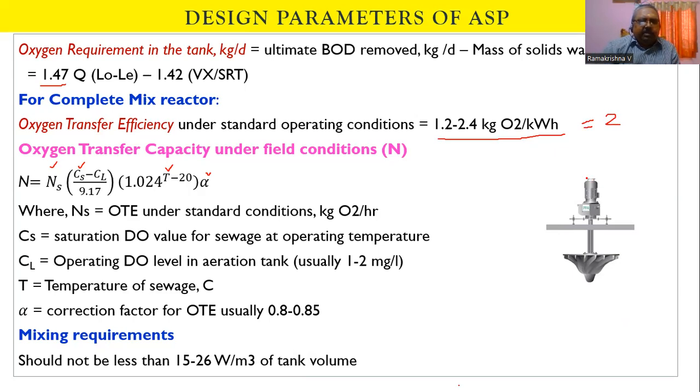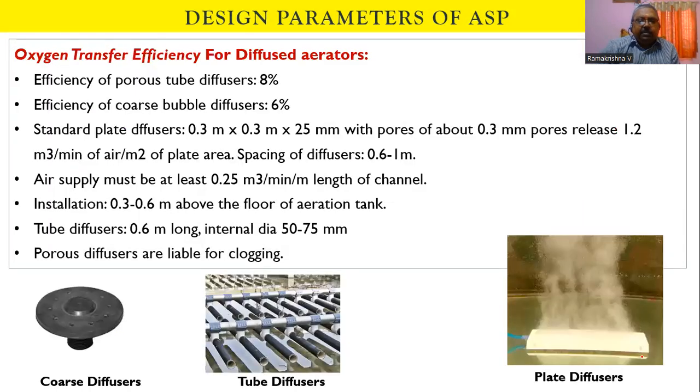Mixing requirements. To keep everything under suspension, it requires around 15 to 26 watts per meter cube of tank volume. The other option we have is diffused aerators or plug flow systems. There are two types of diffusers normally used: porous tube diffusers and coarse bubble diffusers.